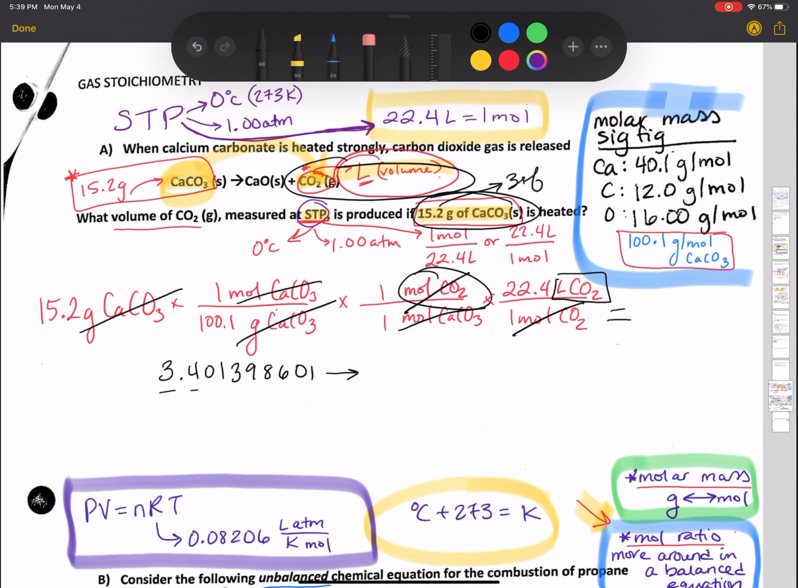So all I'm going to ask of you for today is to give me this final answer in 3 sig figs. Don't forget the unit, and make sure that you circle or box your final answer.